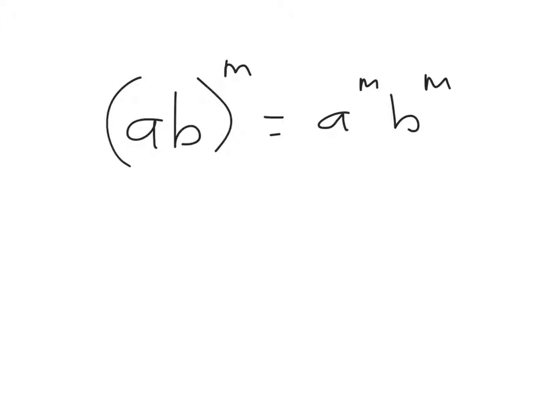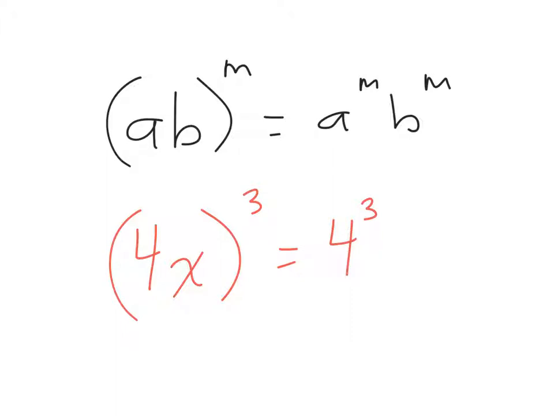So they use the example, if I have 4x and that entire thing is in parentheses, and raise that to the third, well, that's the same thing as 4 to the third, and we're multiplying then that by x to the third. And then 4 to the third, we can actually simplify that a little bit further. 4 to the third would be 4 times 4 times 4, which is 64. So this is the same thing as 64x cubed.